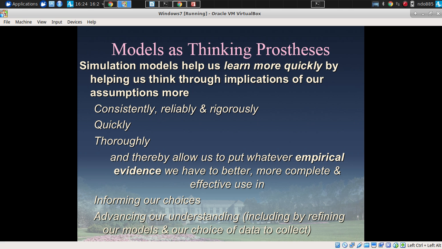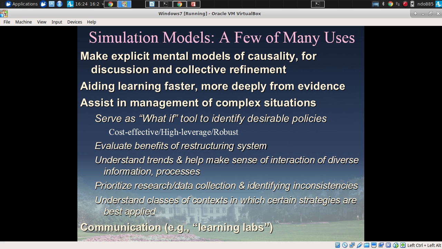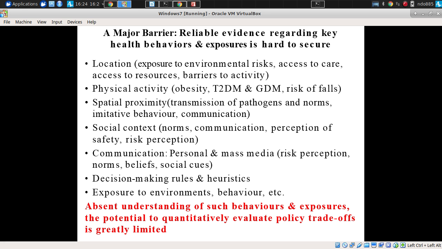They use computer simulation to ask what are the logical implications of these assumptions in terms of what they imply, and let us test if that's consistent with the evidence. So there's many uses of these sorts of models. Amongst them are sharing our assumptions, making them explicit, taking them out of our heads, putting them into the light of day and sharing them with others and allowing others to critique them. They help us spot inconsistencies between our thinking and the evidence that's available, and to serve as what-if tools to identify policies that are more likely to be robust or effective, and to then test those models, always recognizing that they are going to be incomplete and may need refinement.